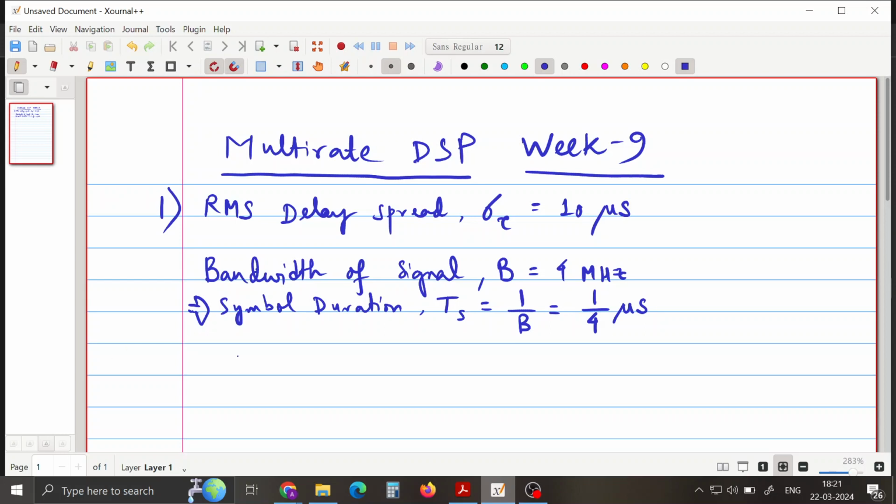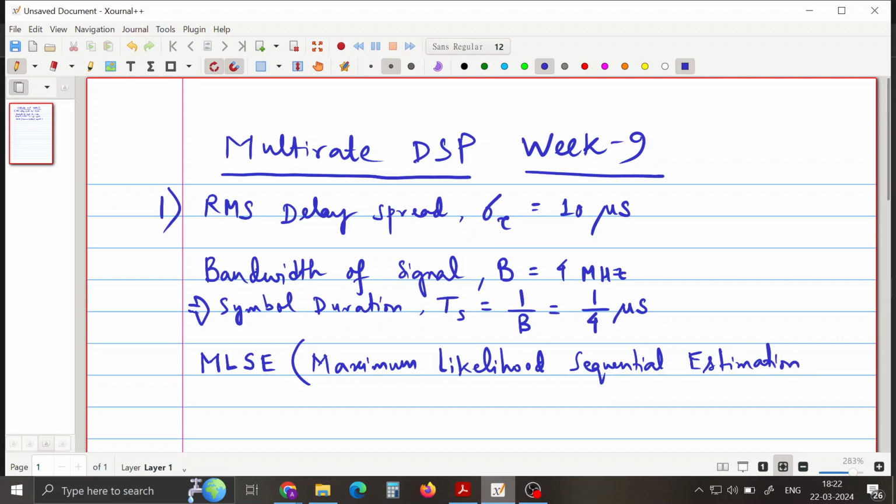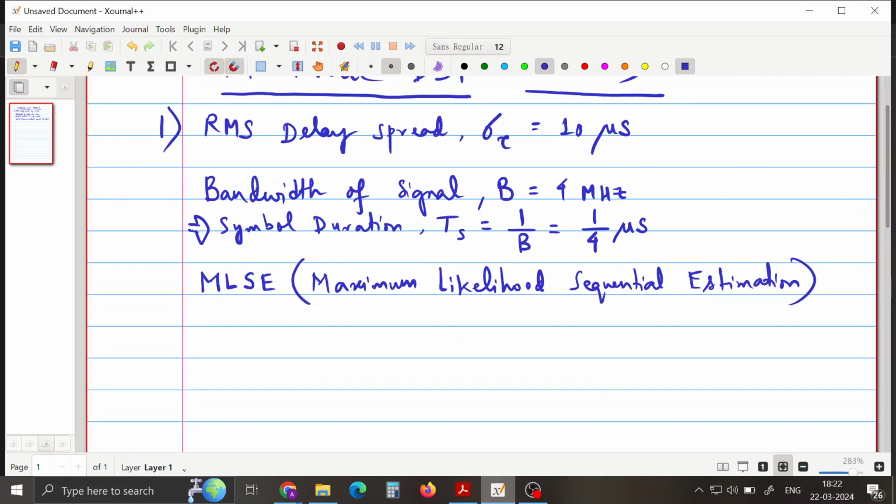I'll also write down the name of this decoding. MLSE stands for maximum likelihood sequential estimation, and is also known as the Viterbi algorithm.